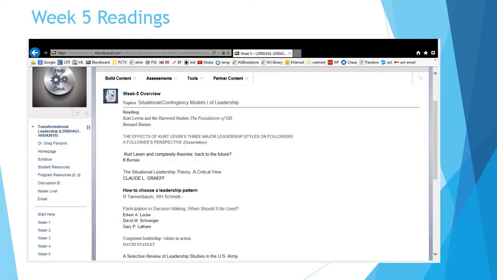We're also changing subjects in that we're moving into a new aspect of leadership theories and research, and these are called the situational sometimes, or called the contingency models of leadership. And we'll be looking at some of the key elements that led into that. And the first couple of readings have to do with Kurt Lewin's work and the Harwood studies, which form the foundation of organizational development. And also, he did a lot of work with organizational change. And so when we talk about leadership, a lot of times we associate that with change.